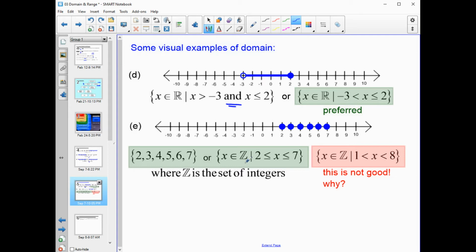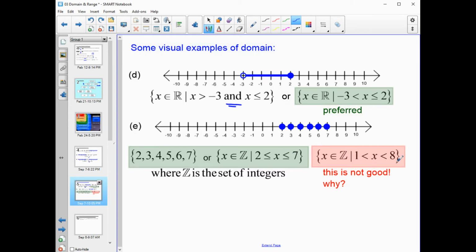Or we could use another, maybe new to you, fancy notation, which is x member of this stylized Z. And that stylized Z represents the set of integers. And here I'm saying it's all the integers between 2 and 7, and it includes 2 and it includes 7.